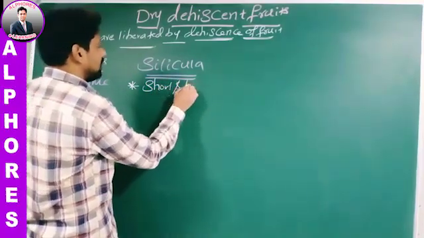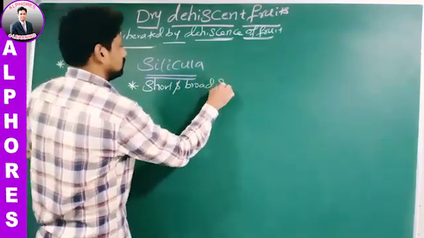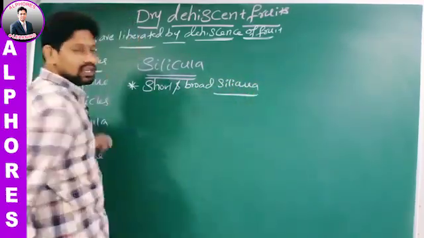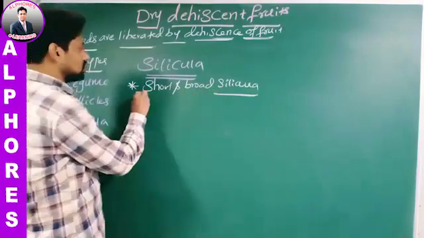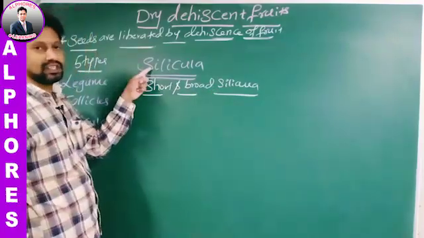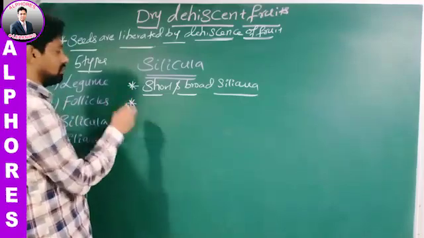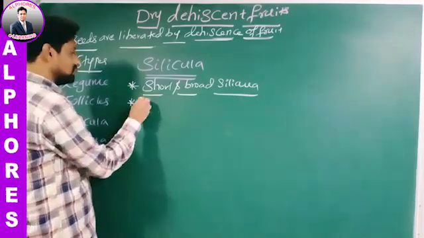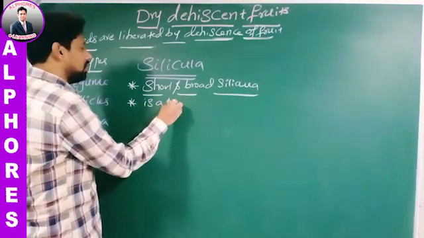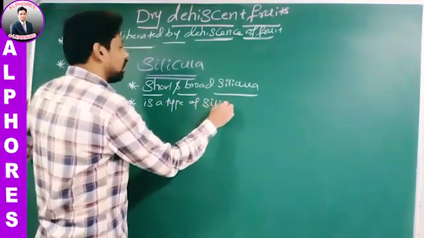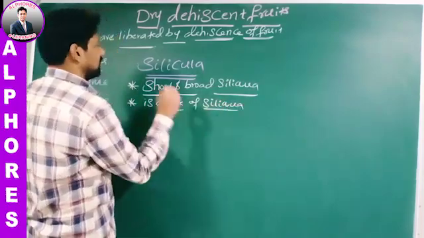Short and broad siliqua. It means if siliqua fruit is short and broad, we are calling it as silicula. Therefore, silicula is a type of siliqua. Silicula is a type of what, sir? Siliqua. It's a type of siliqua.